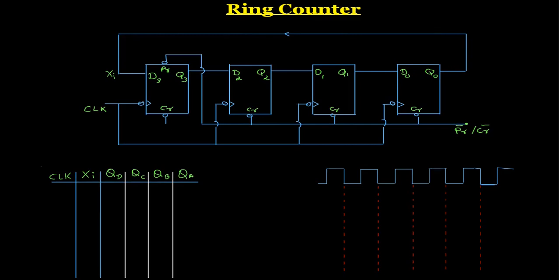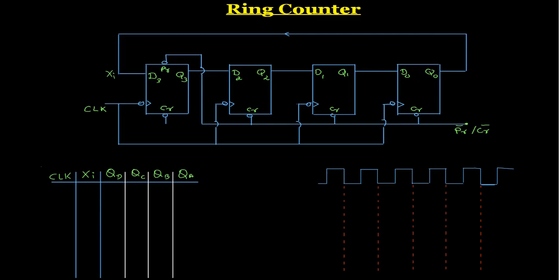Then the second change in this SISO shift register is that all the flip-flops we have used have a preset and a clear facility. Normally you can see that the preset is active low, as well as the clear input, which is also active low.